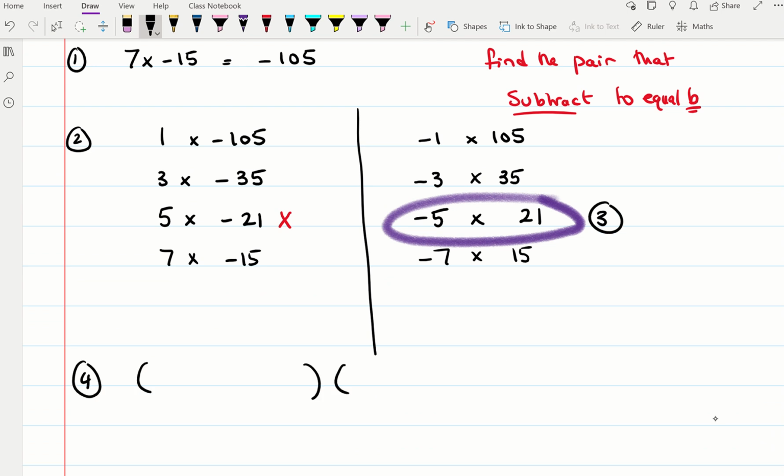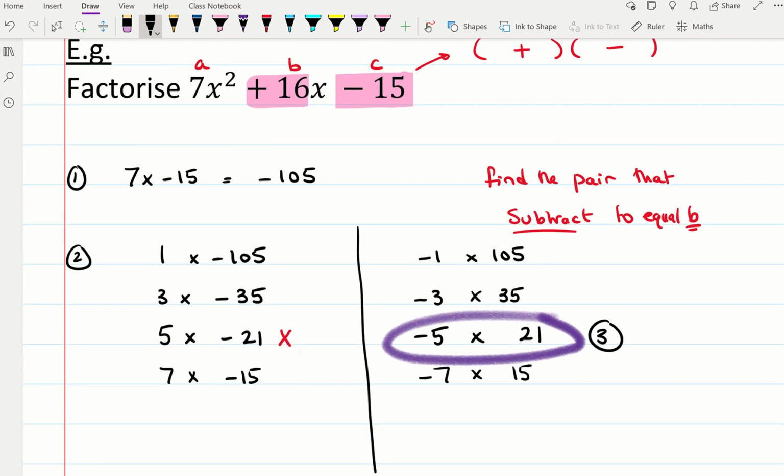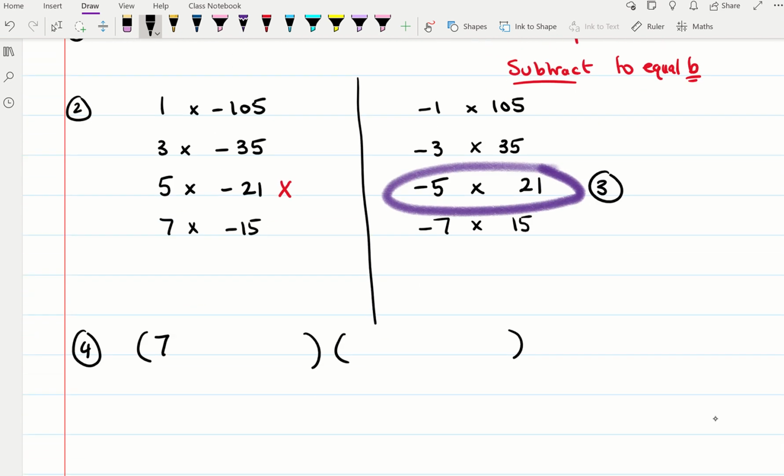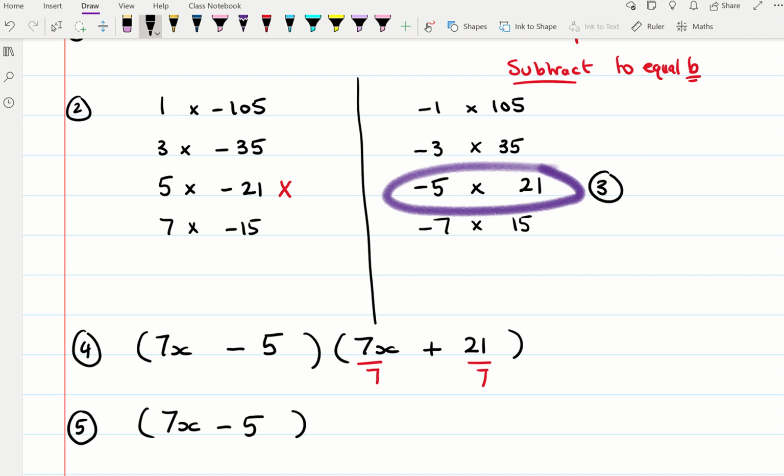Step 4, I'm going to set up my brackets. It starts with AX, both brackets, so 7x, 7x. And then minus 5, plus 21. And then we see if they simplify. 21 divides by 7. So my final answer, my final bracket is 7x minus 5 and x plus 3.